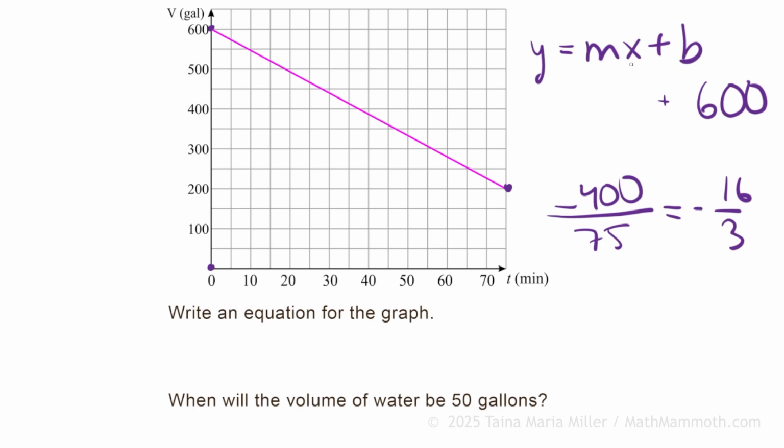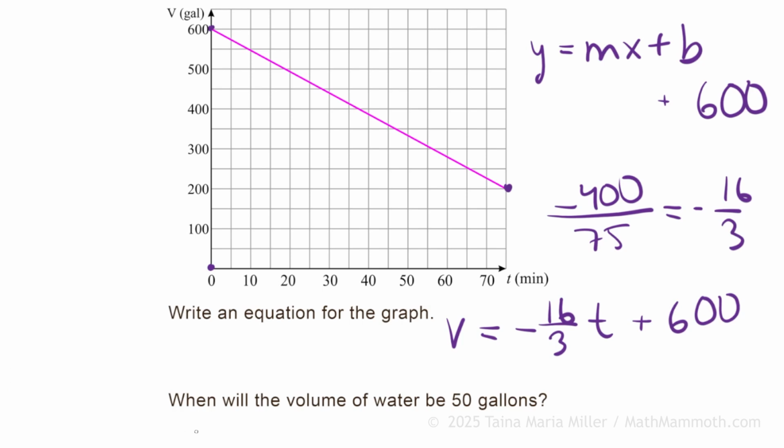And so we get the equation. Well, y equals mx plus b. Actually, here my variables are t and v. V is the output. I put my rate of change here, times t plus the 600. So this will give me gallons if I put in here minutes.